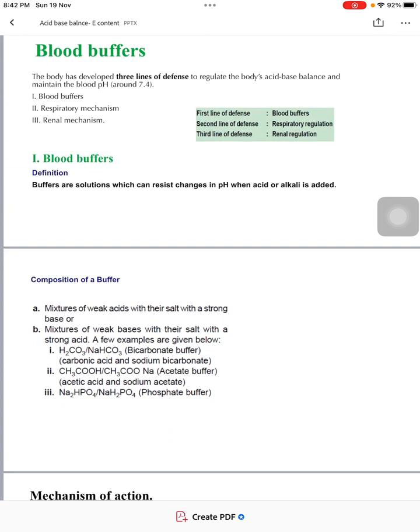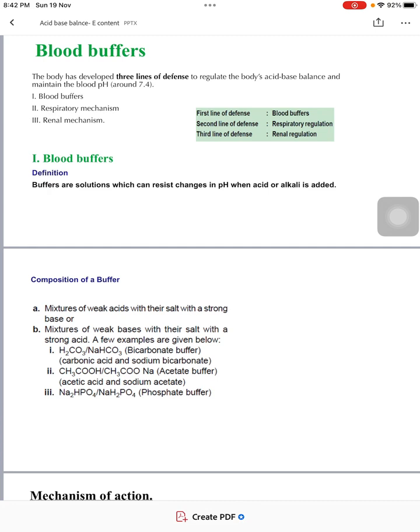Blood buffers. The body has developed 3 lines of defense to regulate the body's acid-base balance and maintain the blood pH around 7.4. The first one is blood buffers. It forms the first line of defense. The second line of defense is respiratory regulation, and the third line of defense is renal regulation.